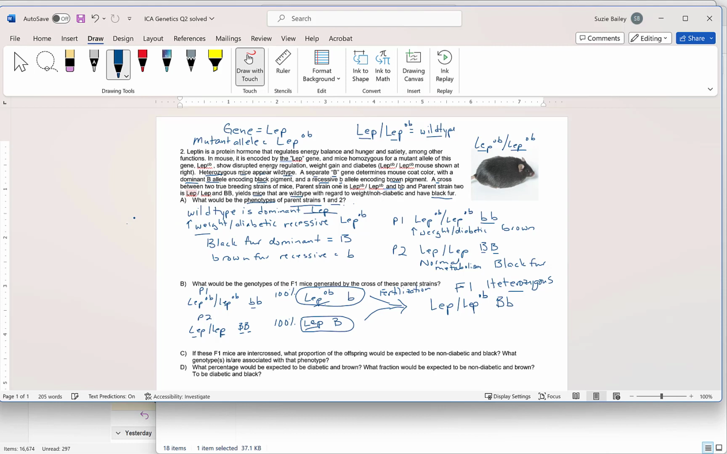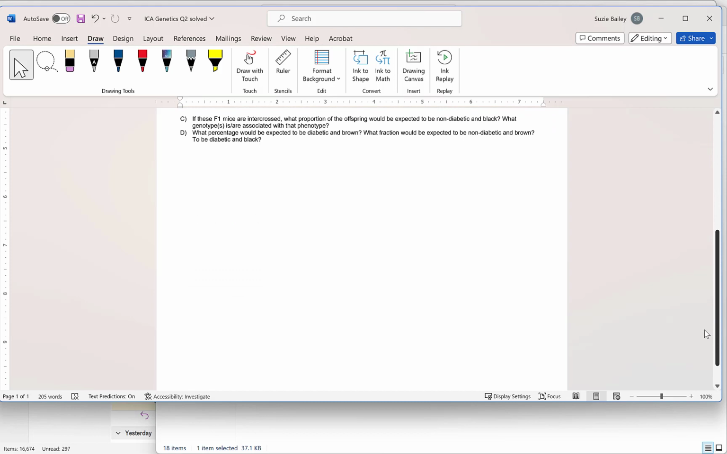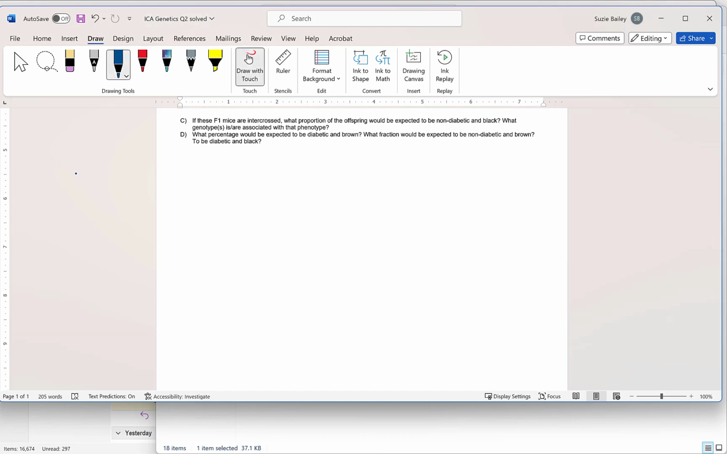Now let's go ahead and turn our attention to questions C and D. And I'm going to scroll down here and give us some more room. So question C asks, if these F1 mice are intercrossed, so crossed with each other, what proportion of the offspring would be expected to be non-diabetic and black-furred? What genotype is associated with that phenotype? And then question D asks, what percentage would be expected to be diabetic and brown, and what fraction would be expected to be non-diabetic and brown? What about diabetic and black?